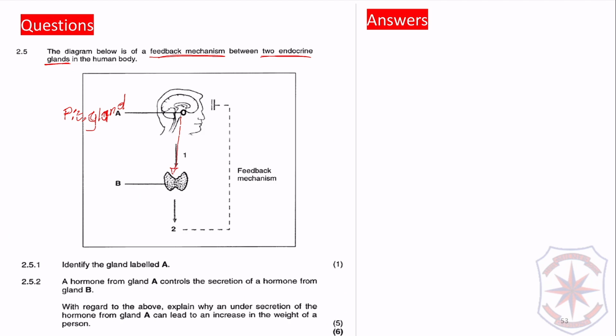Gland B is the target organ. Now, what is gland B? As we can see by the shape of gland B, it's an H type of shape or a butterfly wing type of shape. And gland B would be the thyroid gland.